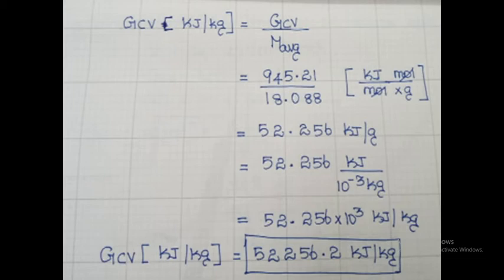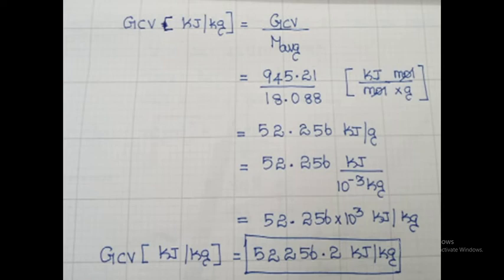Already we have the GCV value, calculated in terms of mole basis. You should take that value, 945.21, divided by average molecular weight. We have substituted here 18.088. Are you clear? Okay. What is the unit of 945.21? Kilojoule per mole. That is mole basis. What about the molecular weight unit? That is gram per mole.